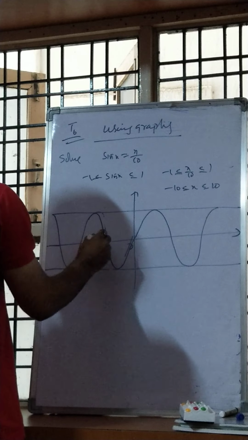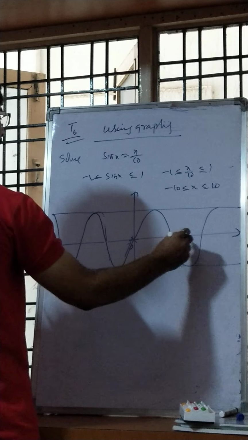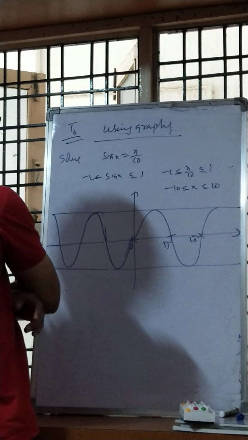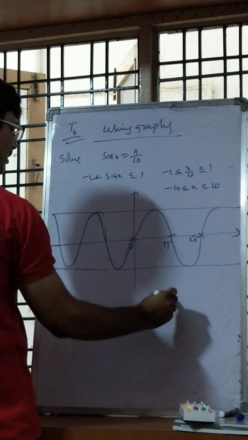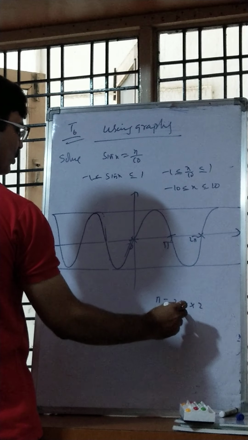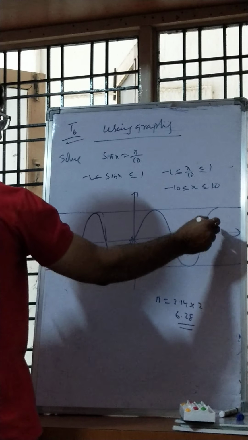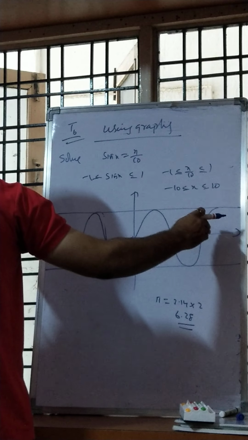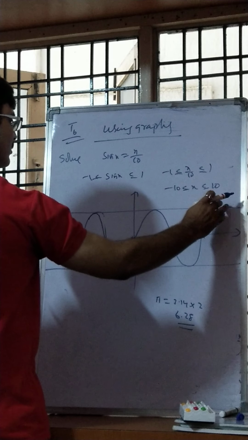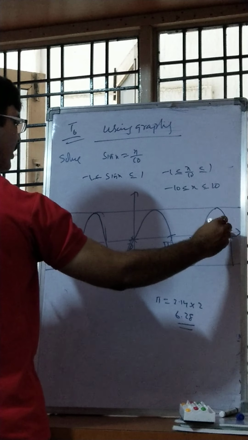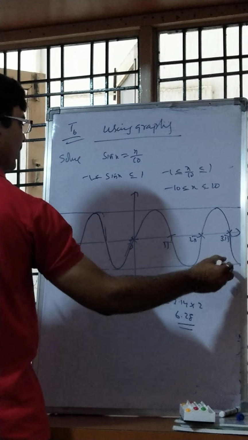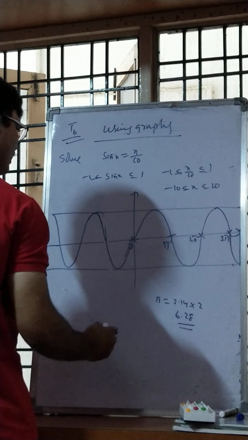See here, this is 0, this is pi, this is 2 pi. Pi is nothing but 3.14, so 2 pi is 6.28. That means we have to move some more here to 2 pi, and again it has to cut. 3 pi is somewhere here, it will go in this way.